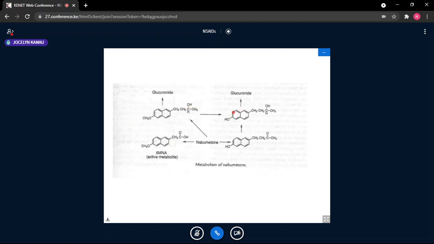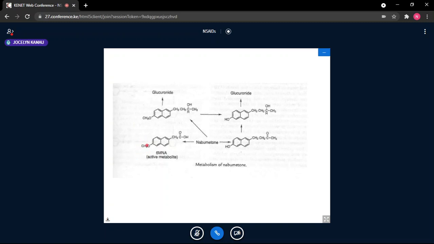And also you can get the omega, this one already undergoing oxidative hydroxylation. So that becomes a hydroxyl group, and then these compounds undergo glucuronic conjugation. You can also have nabumetone undergoing oxidative O-dealkylation.